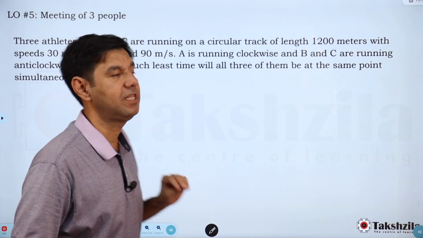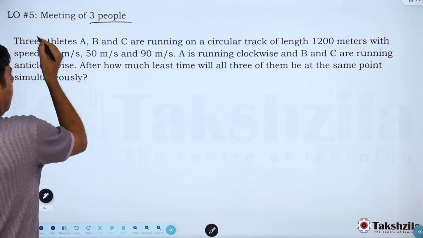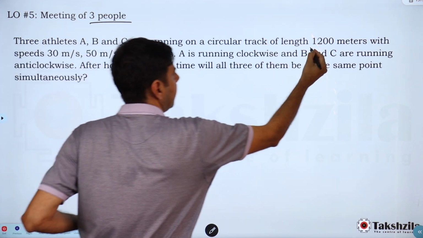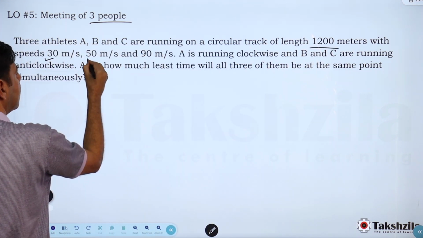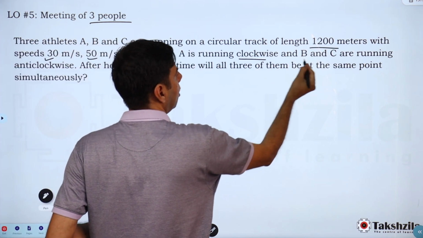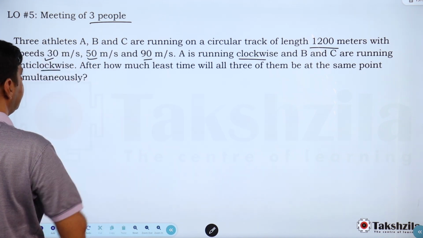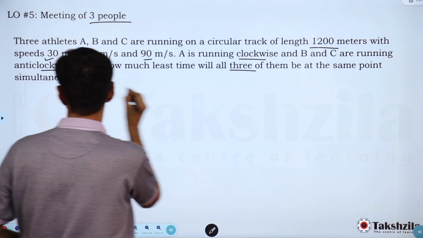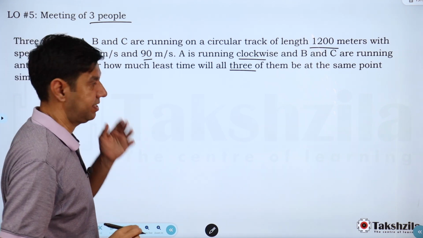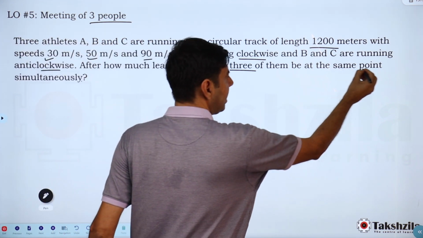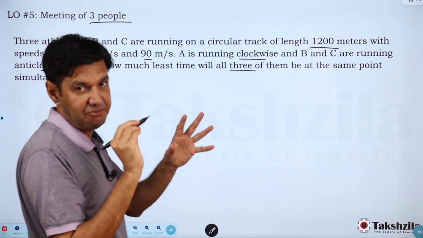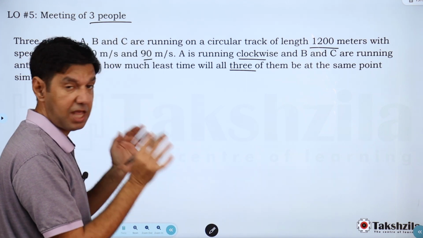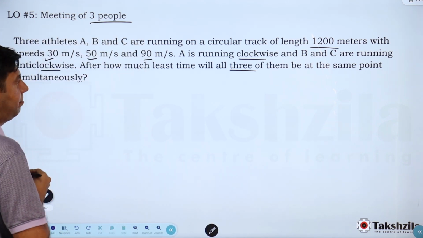What if we have to find the meeting of 3 people? The question says A, B, C, track length of 1200, and the speeds are given. A is running clockwise, B and C are running anti-clockwise. After how much least time will all 3 of them be at the same point simultaneously? So he's talking about being at the same point, but he's not specifying which point it is. So we are talking about the absolute first time that all 3 will be together.